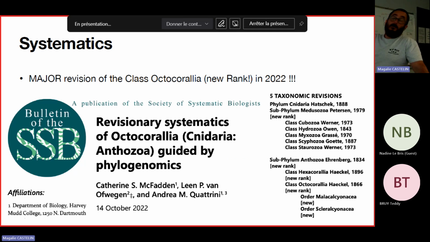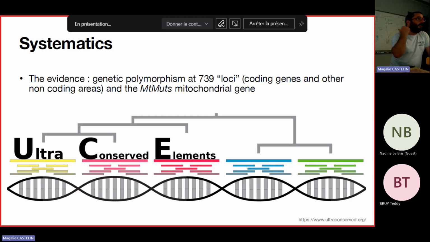And within the Anthozoa, Octocorals is now a class with two new orders, the Malacalcyonacea and the Scleralcyonacea. And I'm going to talk, of course, more about this in a minute. But I wanted to talk about the evidence and why this is groundbreaking and why this is important. And it's linked to the method. The method is quite robust.